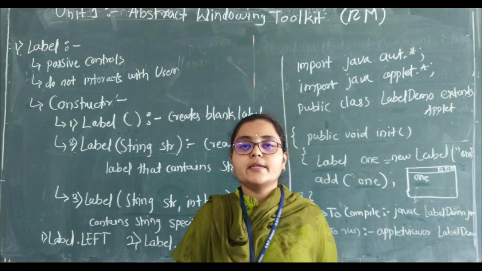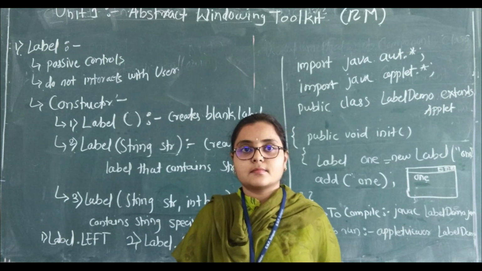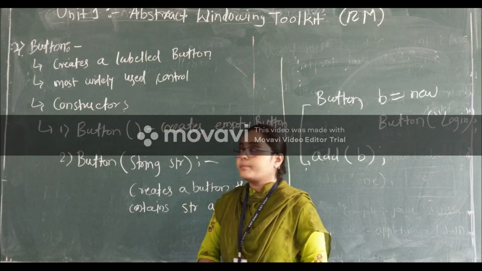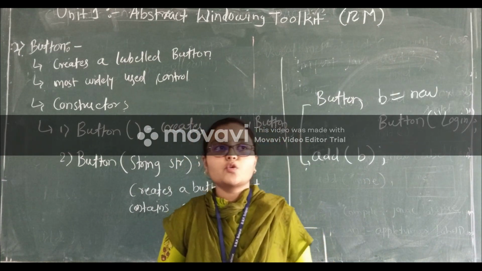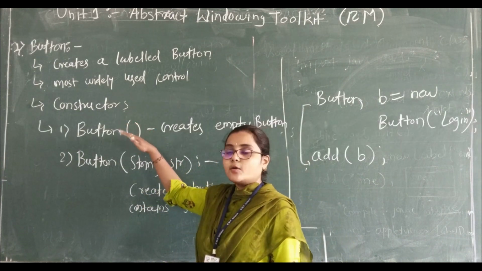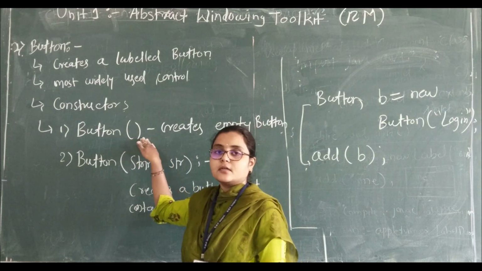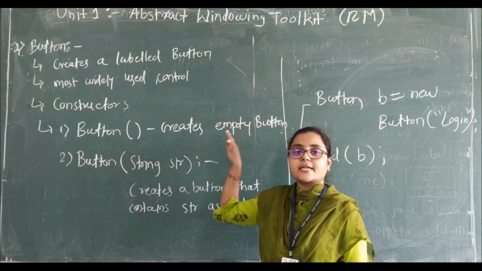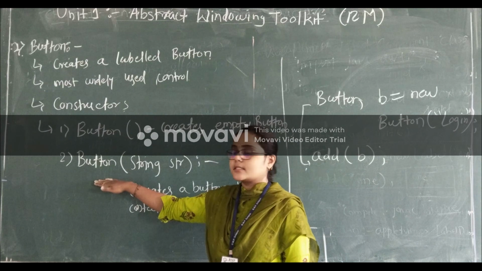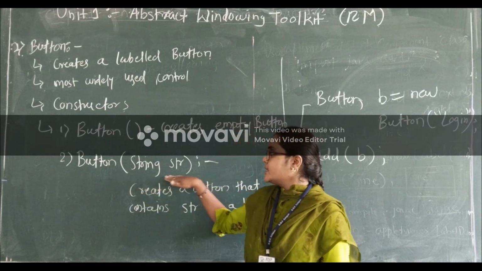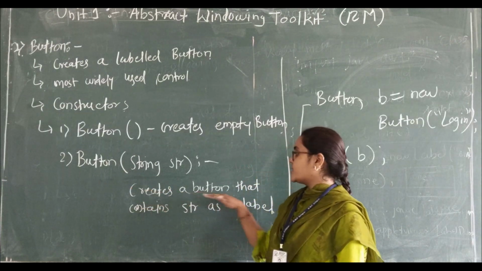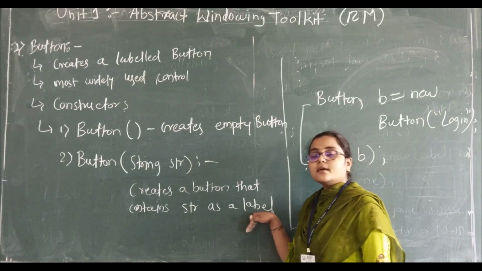So the next element is button. Button creates a labeled button. It is the most widely used control in any application. So the button has two constructors. The first one is the empty constructor, which creates an empty button, that means without any string or label. And the second constructor is Button passing a string as a label or name for that button. It creates a button that contains the string as a label.